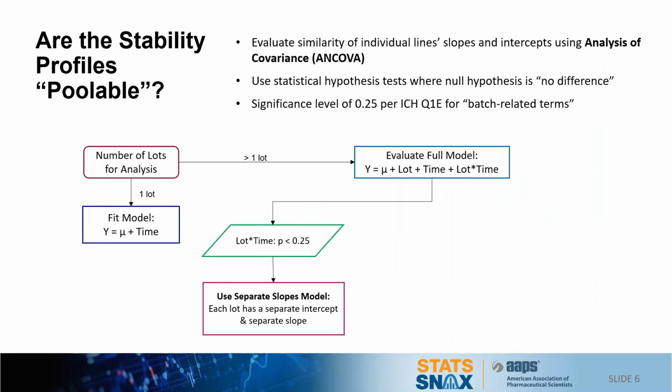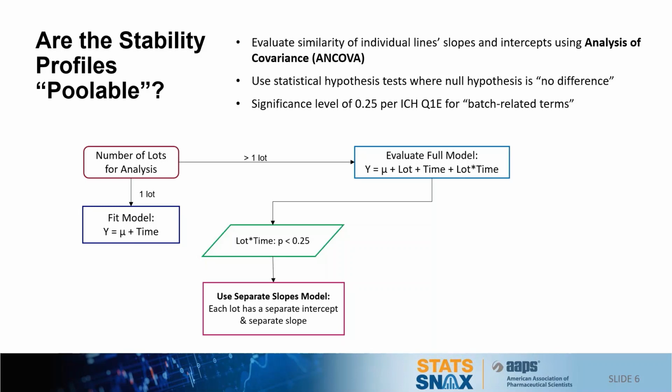Analysis of covariance, or ANCOVA, is used to conduct hypothesis tests to evaluate similarity of the lots' slopes and intercepts in a stepwise fashion. Per ICH Q1E, we use a significance level of 0.25 to test batch-related terms, which means that the p-values for the lot and lot by time terms from the model are compared to alpha of 0.25 to determine the outcome of the hypothesis tests. First, the full model is fit, which is a model that allows for different slopes and different intercepts for each lot. That's the model we looked at before.